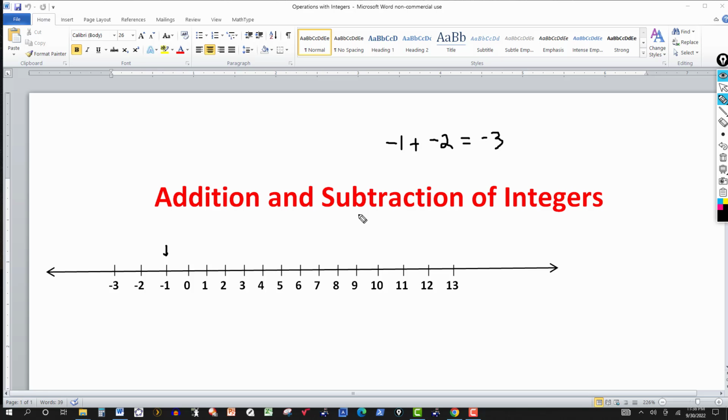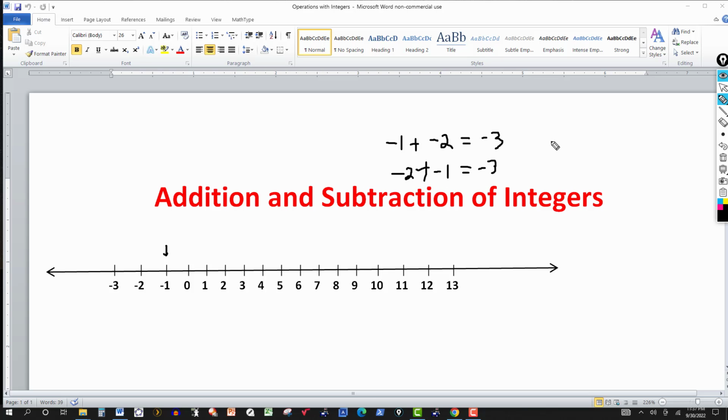Now notice, I can start off with negative 2 first. Instead of negative 1 plus negative 2, I'm going to write negative 2 add negative 1. So I start at negative 2. Now I'm at negative 2. I'm going to add a negative 1. So if I add a negative, I go to the left that many units. If I add a positive, I go to the right. So I'm adding a negative 1, that's 1 unit to the left, and so I go to the left 1 unit. I still land at negative 3.